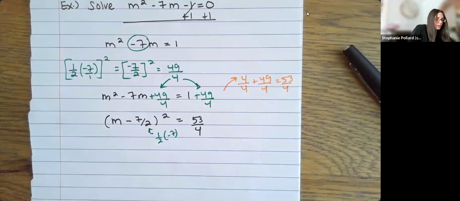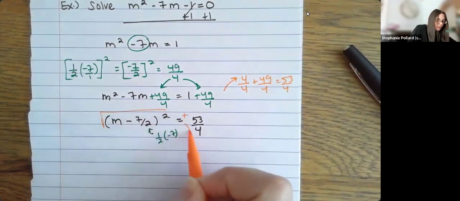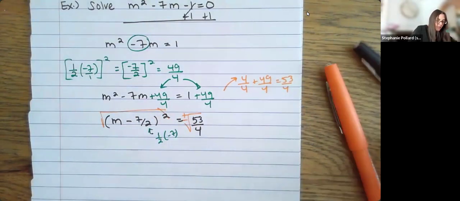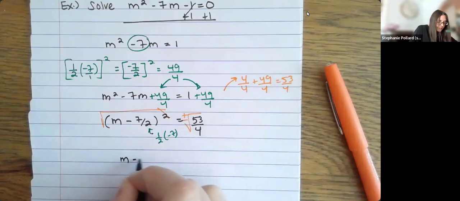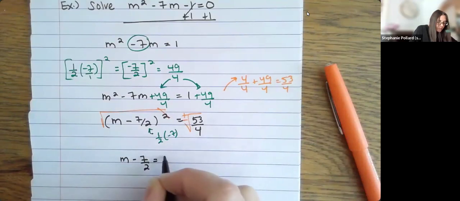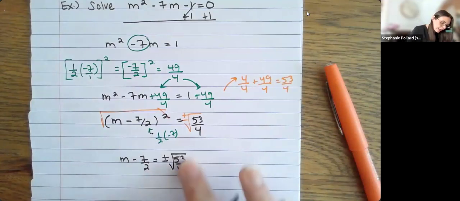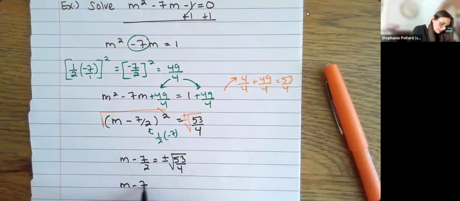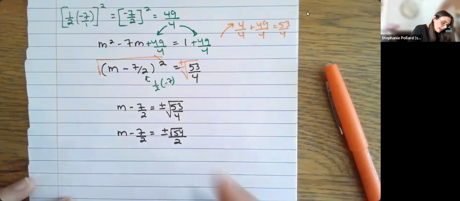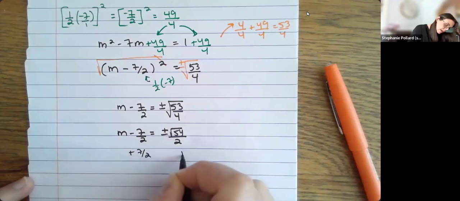And then what we'll do is we'll take the square root of both sides. Don't forget your plus and minus. Our left side is m minus 7/2 is equal to plus or minus the square root of 53/4. Now I can't do everything for the root here, but I can at least do the denominator, right? Because 4 is a perfect square. So that can cancel out to just be 2. And then I can go ahead and add my 7/2 to both sides.